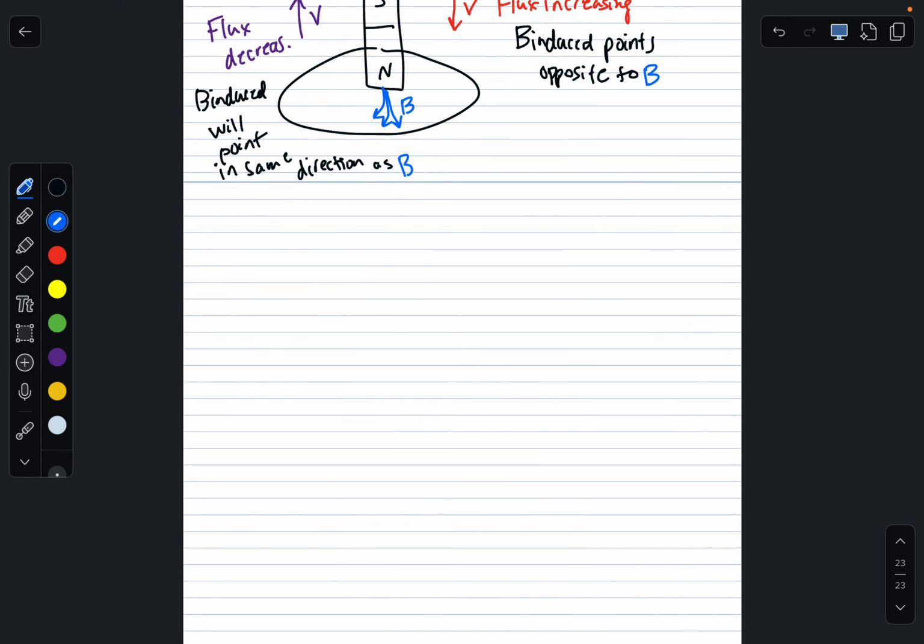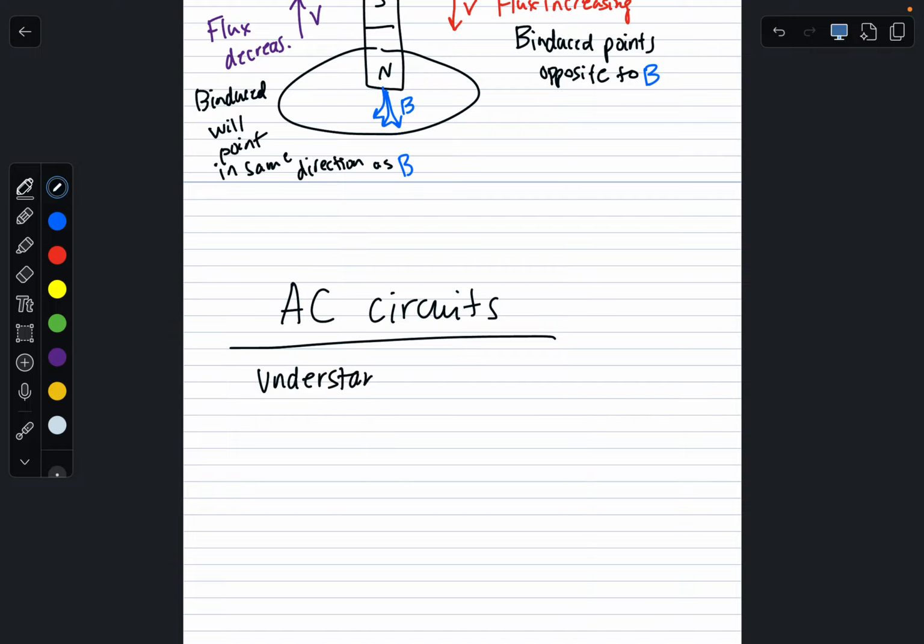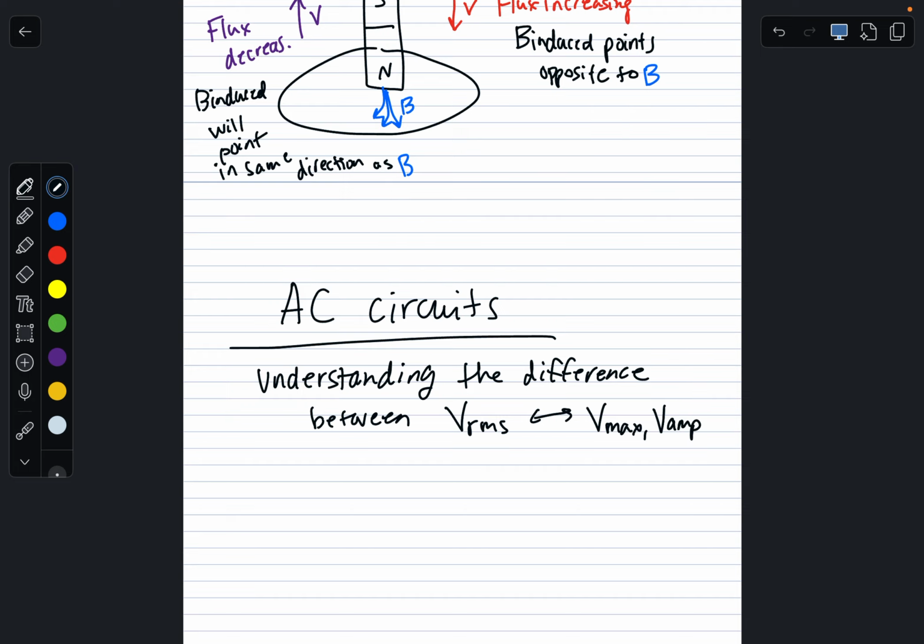So let me real quick talk about the section that you have not been tested on: AC circuits, and I'll just want to briefly prep you on what. So understanding the difference between voltage, the RMS voltage, and the voltage max or amplitude, okay? Those mean the same thing.